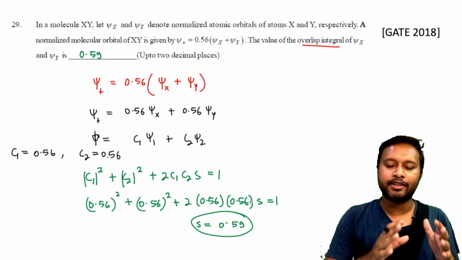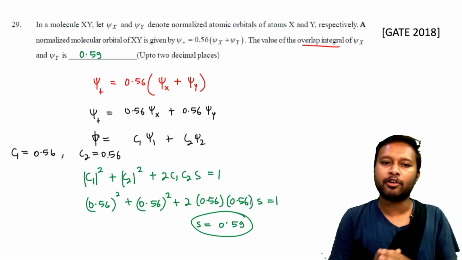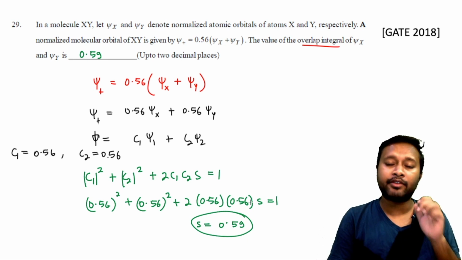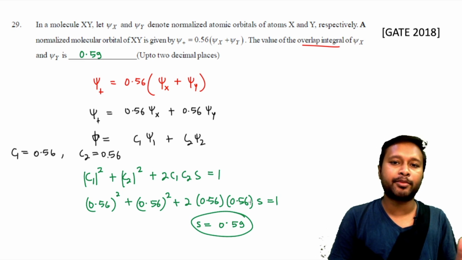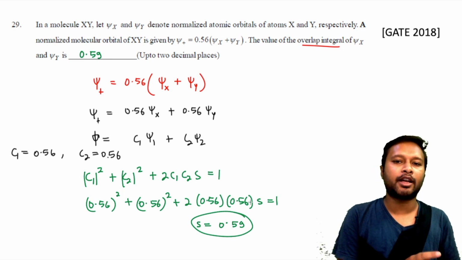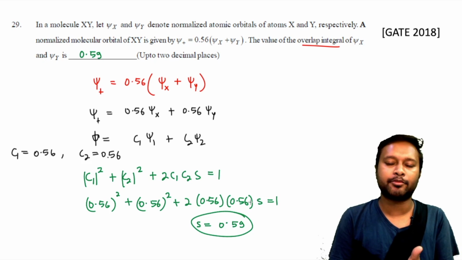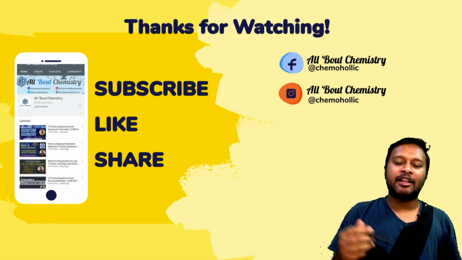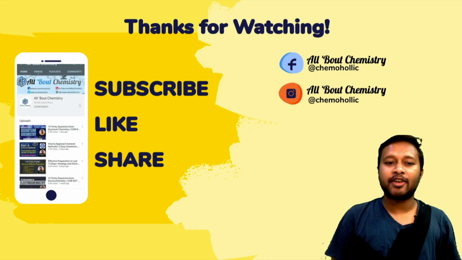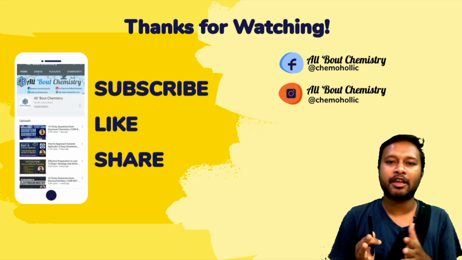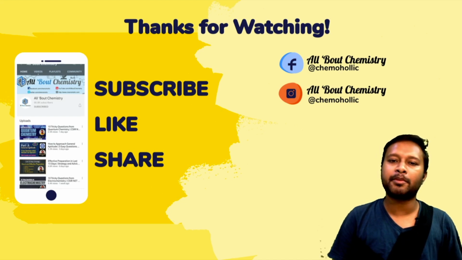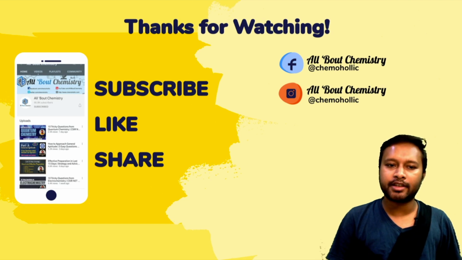So I hope this particular linear combination of atomic orbitals you have understood, and I have taken 5 questions of 5 different types so that you get to know how to apply that concept to solve questions. All right. Well, that's it all for this particular video, guys. I hope whatever we have studied in this video will help you in the upcoming exam and you guys understood this concept well.